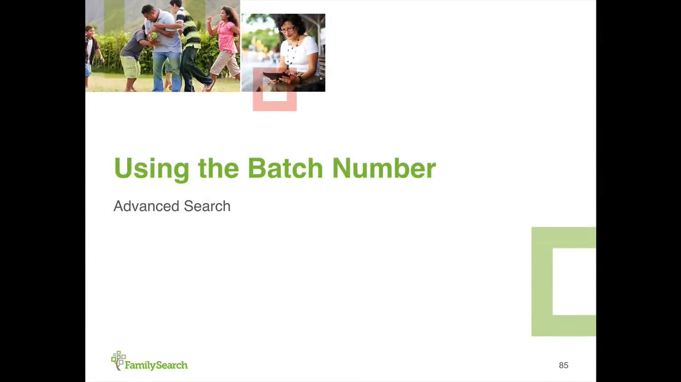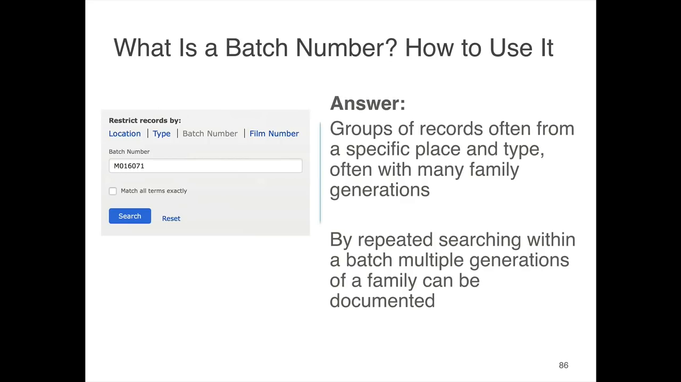Let's do something else. This is using the batch number. This is kind of an advanced concept, but people ask, what is a batch number? Well, it turns out when we send people into an archive to acquire images, we, over the years, used an internal number to keep track of those images to help us organize the work internally at FamilySearch.